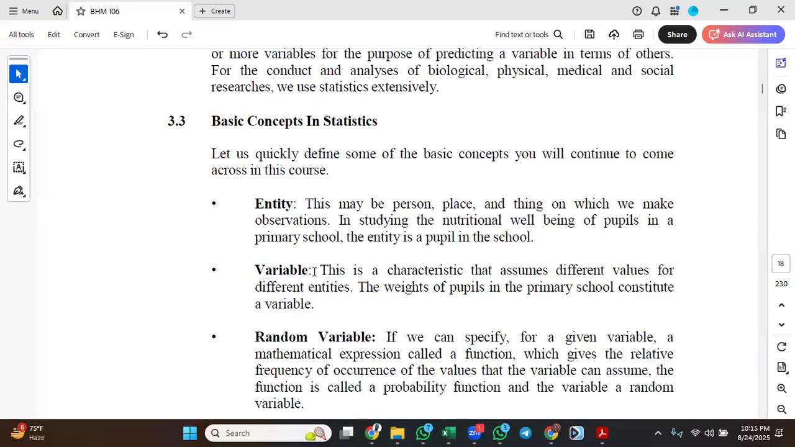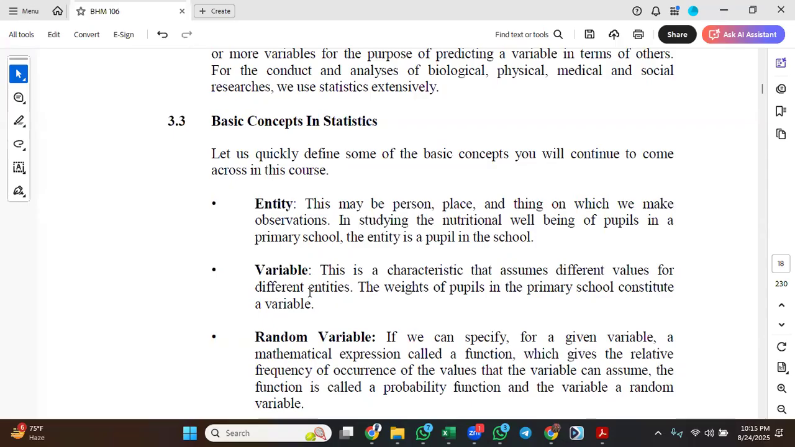Now, variable is another thing. This is a characteristic that assumes different values for different entities. The weights of pupils in the primary school constitute a variable. Now, a variable can be numerical, it can be non-numerical. We should know that one. In fact, we have different types of variable. We are still going to talk about them. But you should know that the variable itself is what?